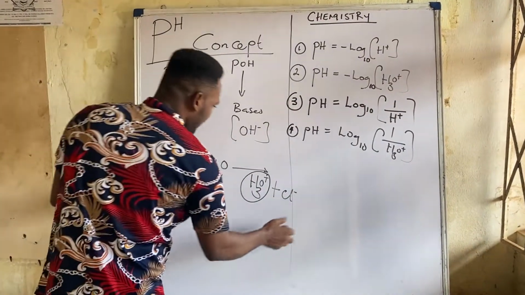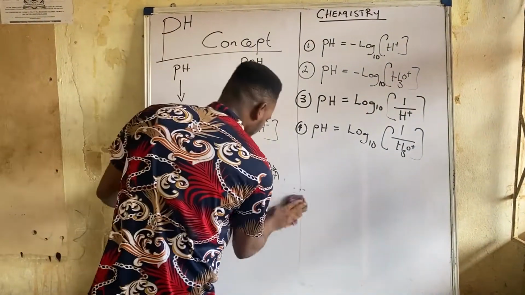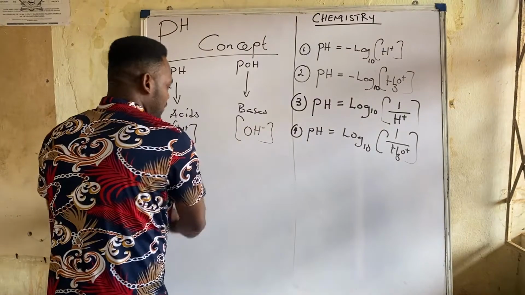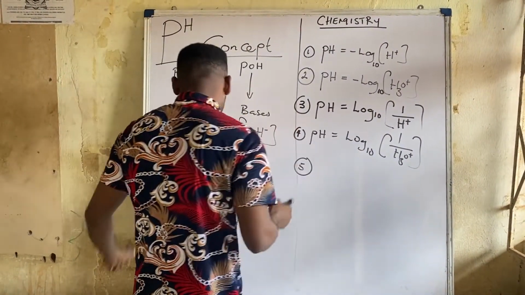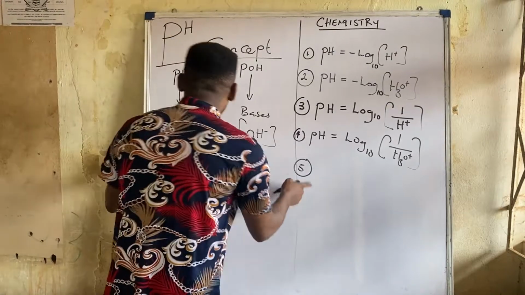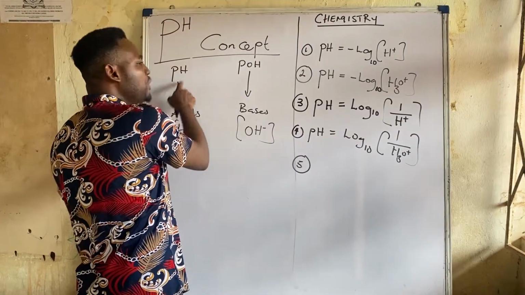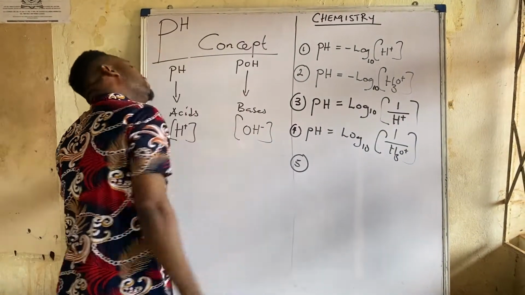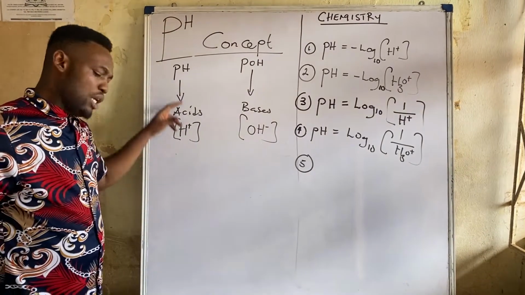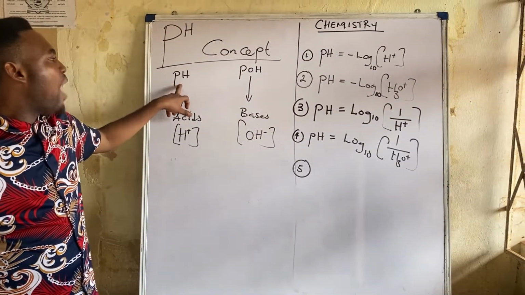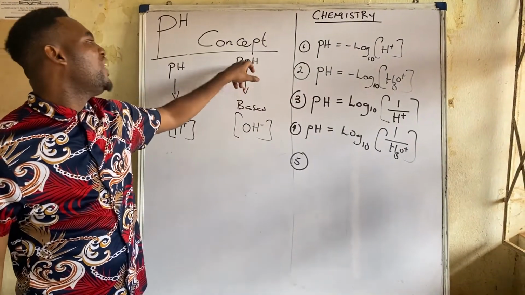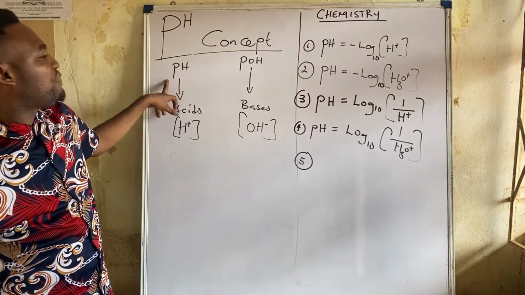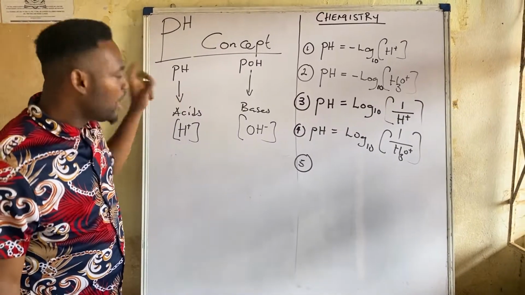Now, moving on beyond these formulas, this formula 5 is very, very important. It's a formula that relates pH with pOH. Because in some questions, we'll be given pH and asked to find pOH, or we'll be given pOH and asked to find pH.